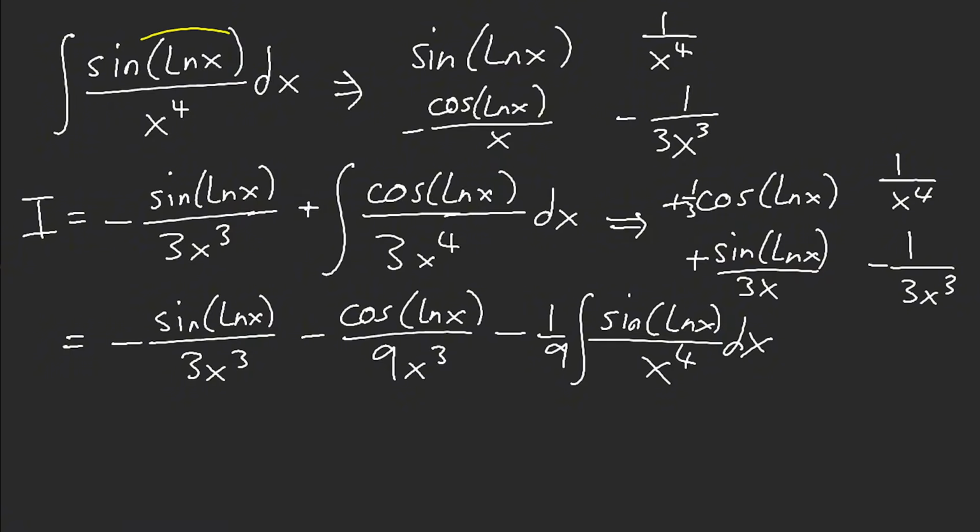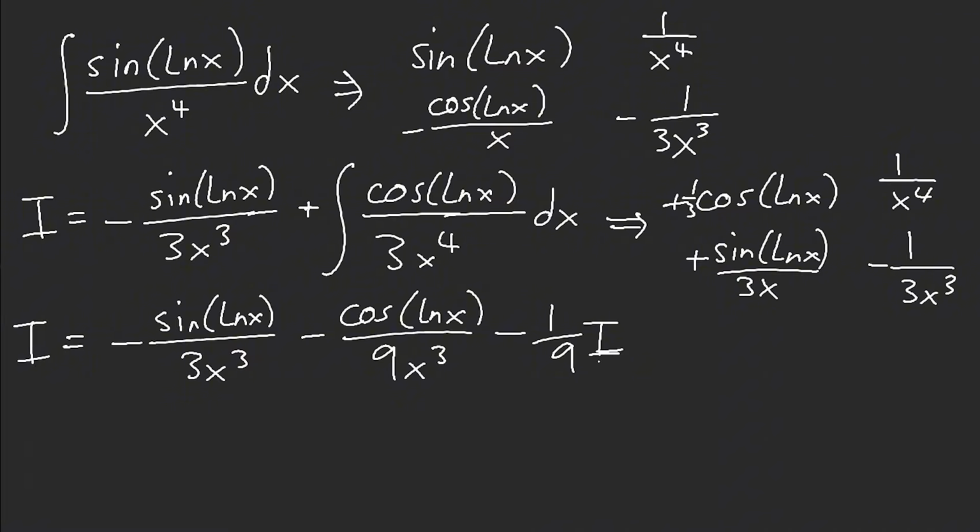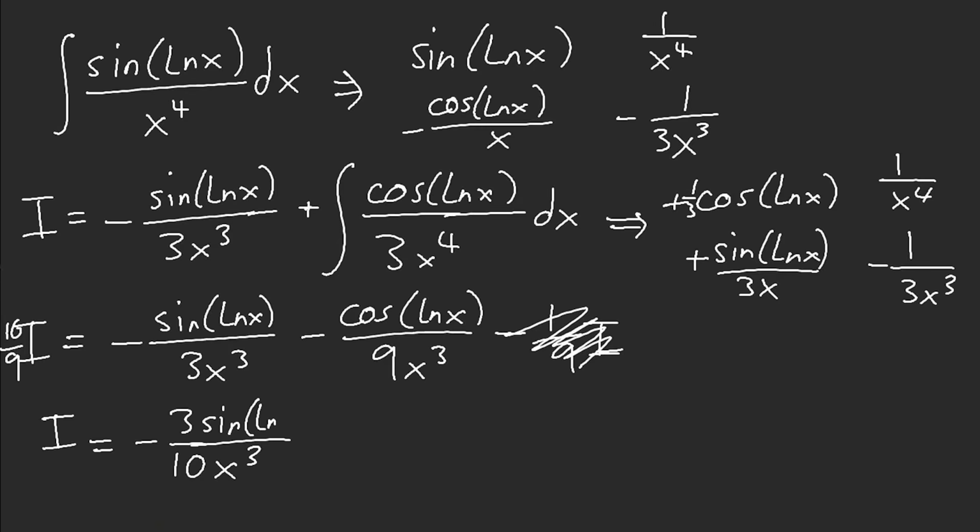Oh, would you look at that? Oh my god, it's the same integrand. So this is now I, 1/9 of I. And this is I, this is I. We can take this to the other side. We get 10/9, negative 3/10. Wait, yeah, 9 over 10. Yeah, negative 3/10. Sounds right. And then 9 over, yeah, that sounds right.